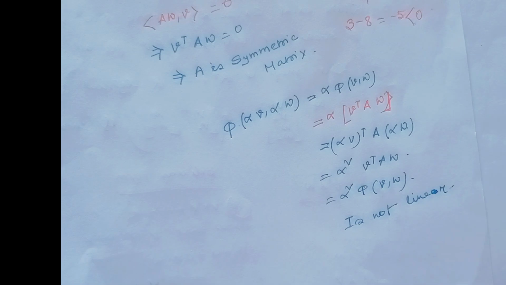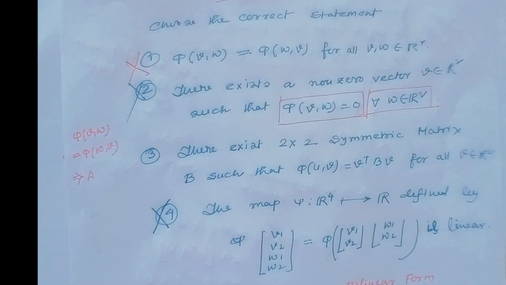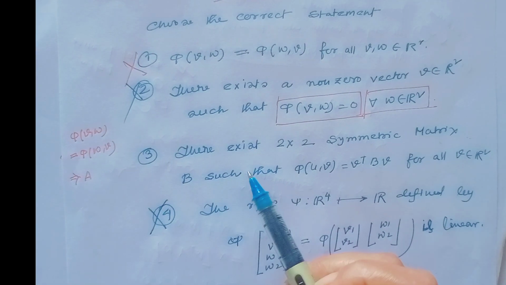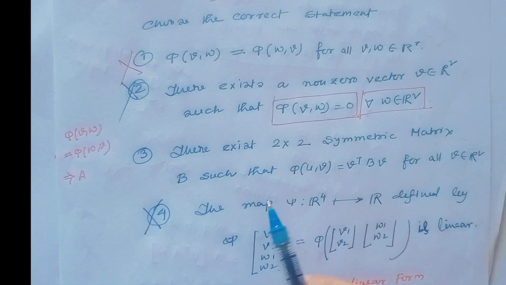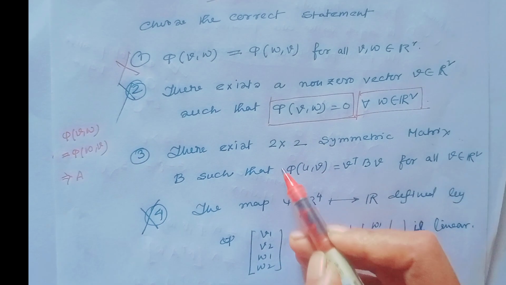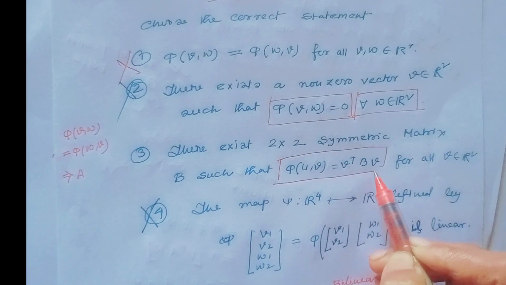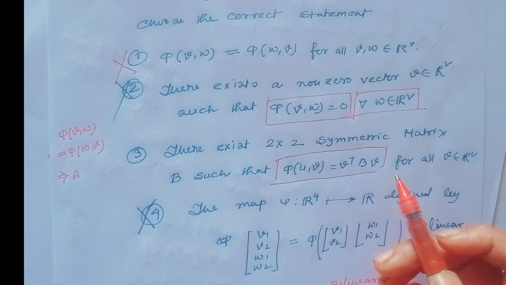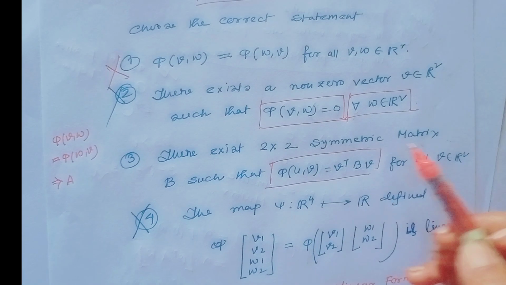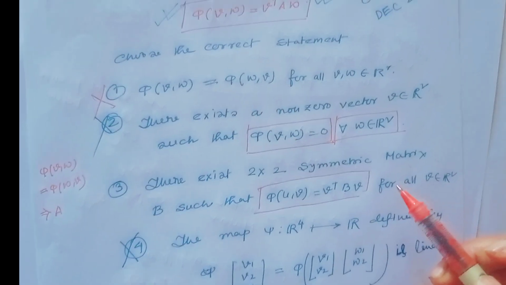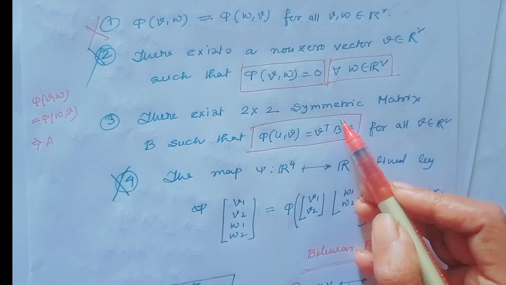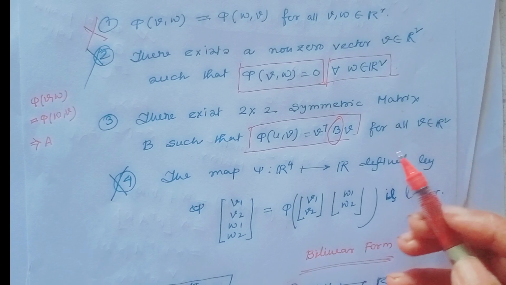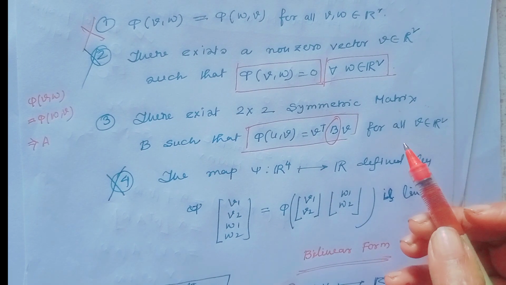Okay. So option 4 is a wrong option. Option 3 implies there exists a 2 cross 2 symmetric matrix B such that phi of UV equals V transpose BW. Is it a true option? Always. By this bilinear transformation, I will always get one B which is a symmetric matrix.